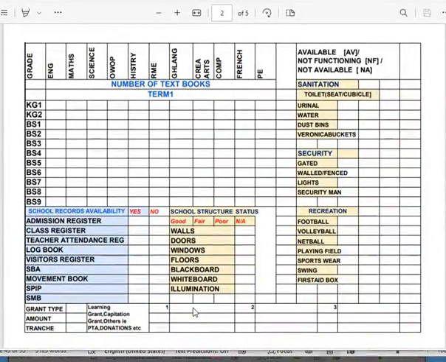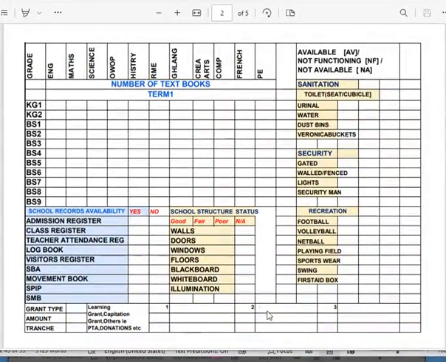If, for instance, within the term, the school received, let's say for learning grants, some funds for learning grant, and the learning grant has term one, tranche 1, tranche 2, tranche 3, then you indicate the type over here, learning grant here. Then under amount, you state the amount received, then the tranche will also follow suit.